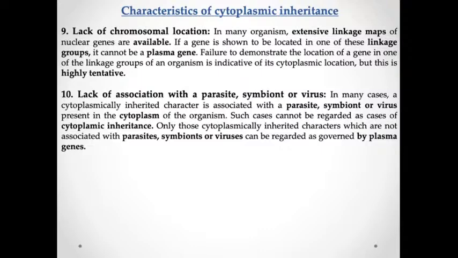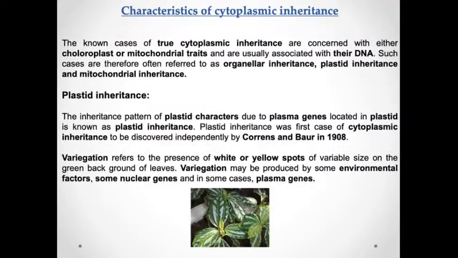And there's a lack of association with the parasites, symbionts, and viruses. In many cases, cytoplasmically inherited characters are associated with the parasites, symbionts, or viruses present in the cytoplasm of the organisms. Such cases cannot be regarded as cytoplasmic inheritance. Only those which are not associated with the parasites, symbionts, or viruses can be governed by the plasma genes. So, in a nutshell, only cytoplasmic inheritance not associated with parasites could be governed by the plasma genes. Otherwise, if they are governed by these viruses or parasites, then there is no concern with cytoplasmic inheritance in that case.